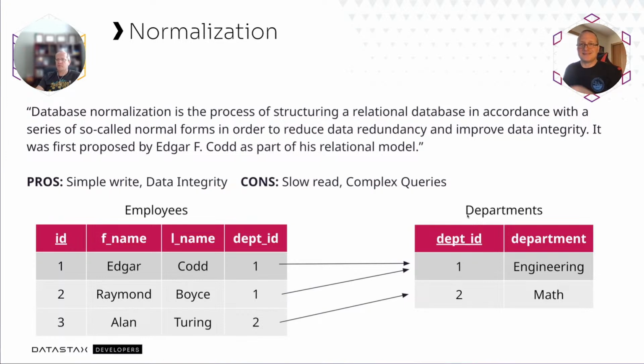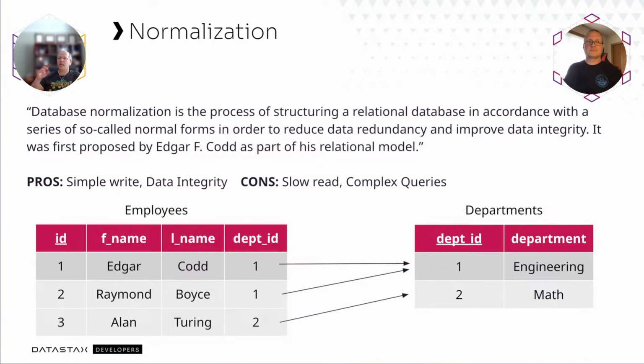Hey, my mouse is too sensitive sometimes. So this way, you know that Edgar and Boyce both belong to the engineering department. But by looking at this key, you also know that the second one, Alan Turing, belongs to the math department. Okay, so this is how it works, and you can guess that this relationship is one to many, or many to one, depending on which direction you read. Each department has many employees, or many employees can belong to one department. So this is basically one to many.